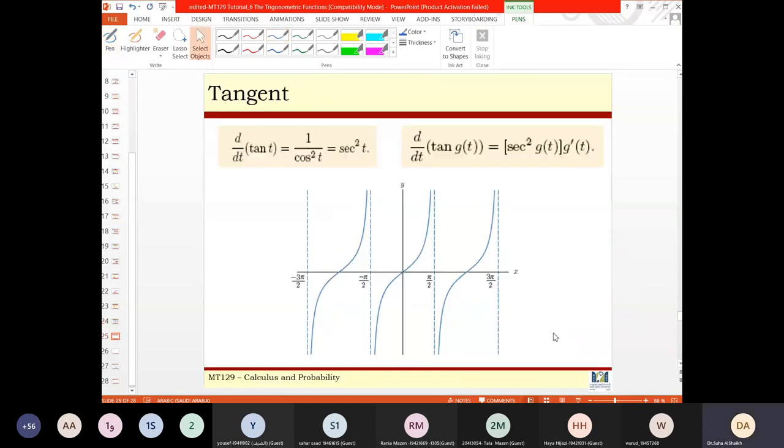So the derivative now of the tan. The derivative of the tan is sec square, and the derivative of the tan of g of t is sec square of g of t multiplied with the derivative of g of t. يعني مشتقة الفانكشن في مشتقة داخل الفانكشن.